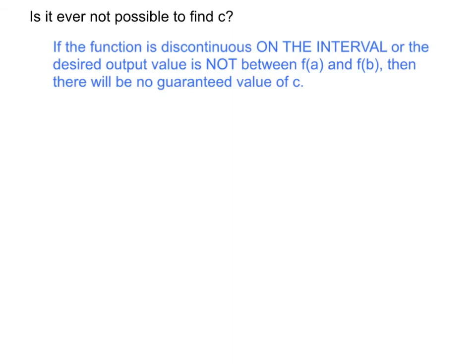So just to put that in writing for you, if the function is discontinuous on the interval, or the desired output is not between f of a and f of b, then there will be no guaranteed value of c. By the way, it's okay for the function to be discontinuous not on the interval. It just has to be continuous on the interval in order for the intermediate value theorem to apply.